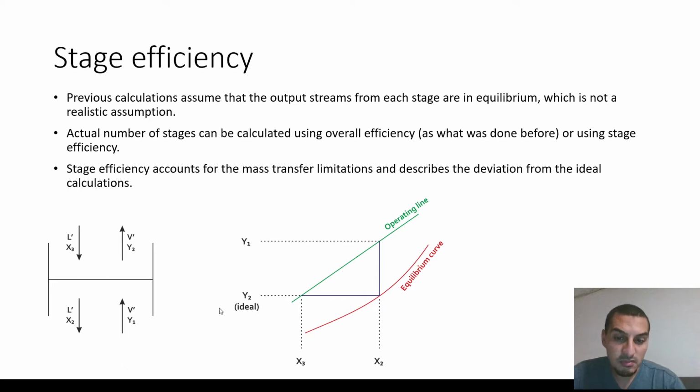And that's why I'm calling it here Y2 ideal, because this is an ideal value, it's not an actual value. So what should happen is that I will not reach this point starting from Y1. I'm not going to reach Y2 ideal. I'm going to reach a point in between Y1 and Y2 ideal, which is the Y2 actual.